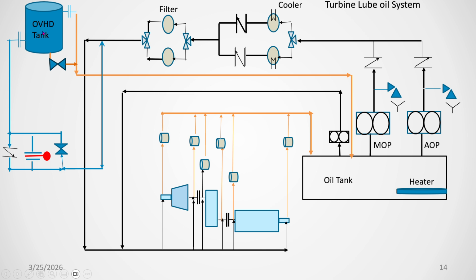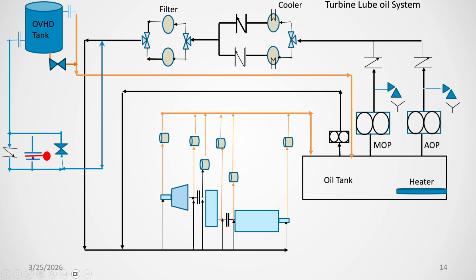We are providing one overhead lube oil system. This is normally kept at around 10 to 15 meters, so that at bearing level, the bearing housing journal portion, pressure will be around 1.4 to 1.5. Pressure is available. During normal running condition, what will happen? Suppose the AOP and MOP are running, some oil will come from here. This valve will remain closed. Then through this orifice and NRV, oil flow will take place only in this direction.